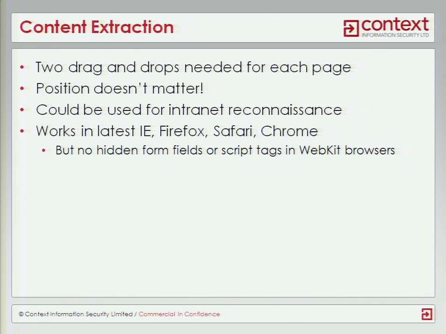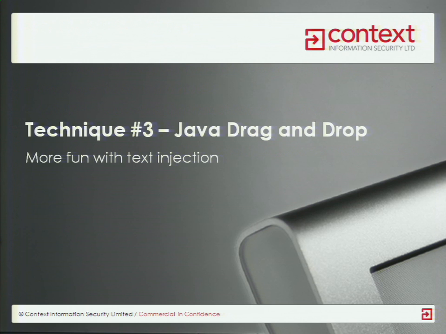Again, this technique works in all the latest browsers. In WebKit-based browsers, when we're copying the HTML out of a page, the hidden form fields and script tags don't get copied across. So that's a bit of a limitation with this technique. We can't use it in this case to steal cross-site request forgery tokens, at least not in Safari and Chrome. Again, I'll show you at the end a demo of how that works.